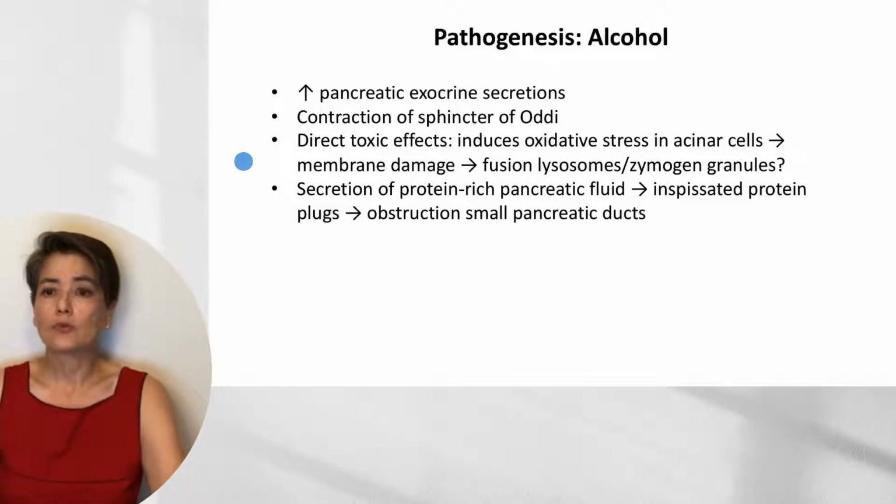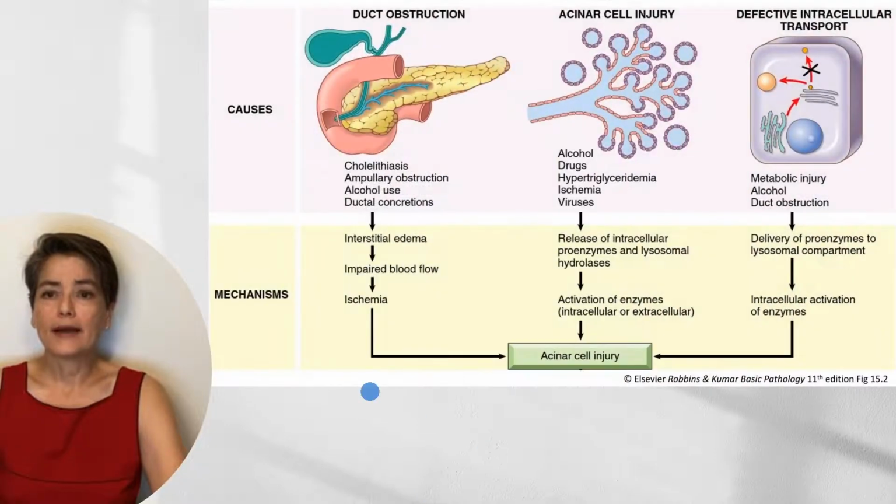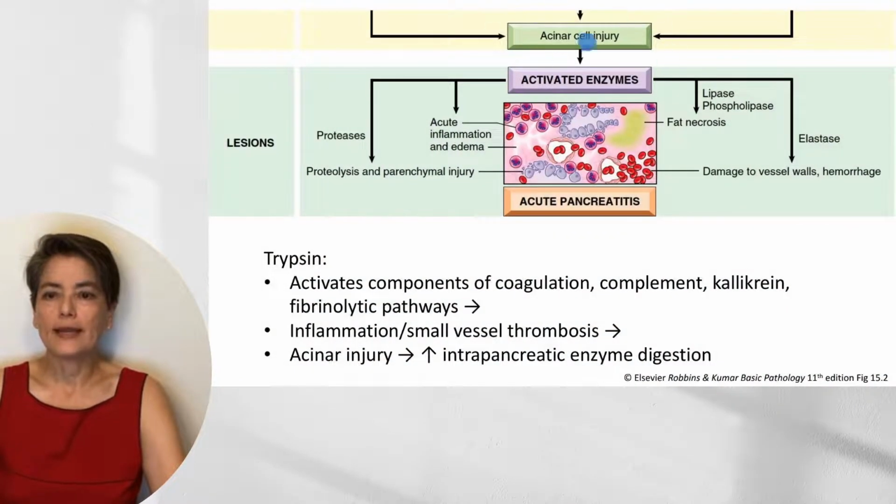And then alcohol has direct toxic effects, inducing oxidative stress in our acinar cells, causing membrane damage, and perhaps plays a role in the fusion of lysosomes and these zymogen granules. So let's put it all together with our causes and our mechanisms, all of which are leading to acinar cell injury. So let's take it to the final part of this figure. We have our acinar cell injury, and this is what is going to happen with all of these activated enzymes. So we're going to have the release of proteases within the pancreas that are going to cause additional proteolysis, this proteolytic cascade, and parenchymal injury.